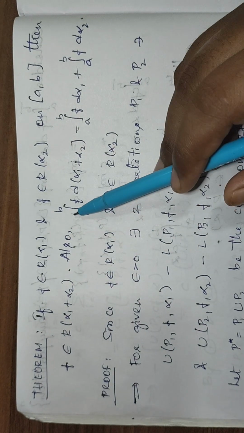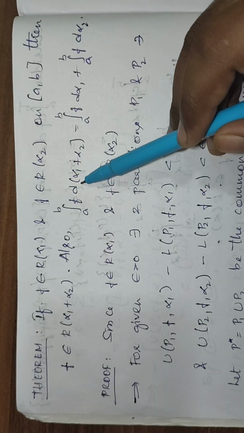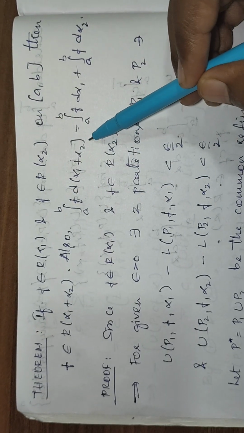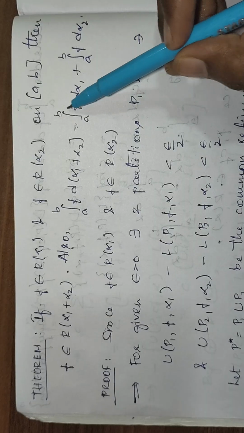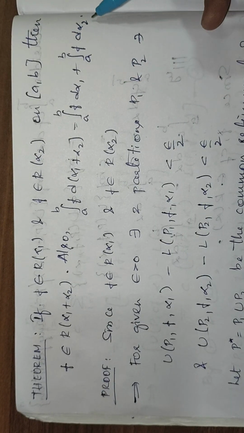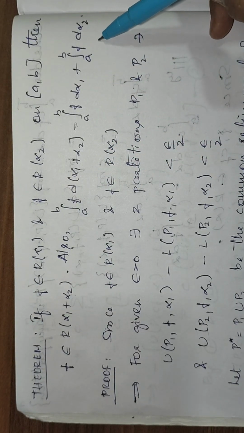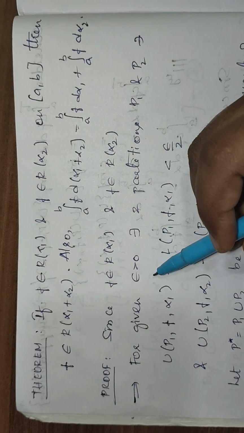And now, also we need to prove integral a to b f d(alpha 1 plus alpha 2) is equal to integral a to b f d alpha 1 plus integral a to b f d alpha 2. So this is the second part of the theorem. So now let's get into the proof.